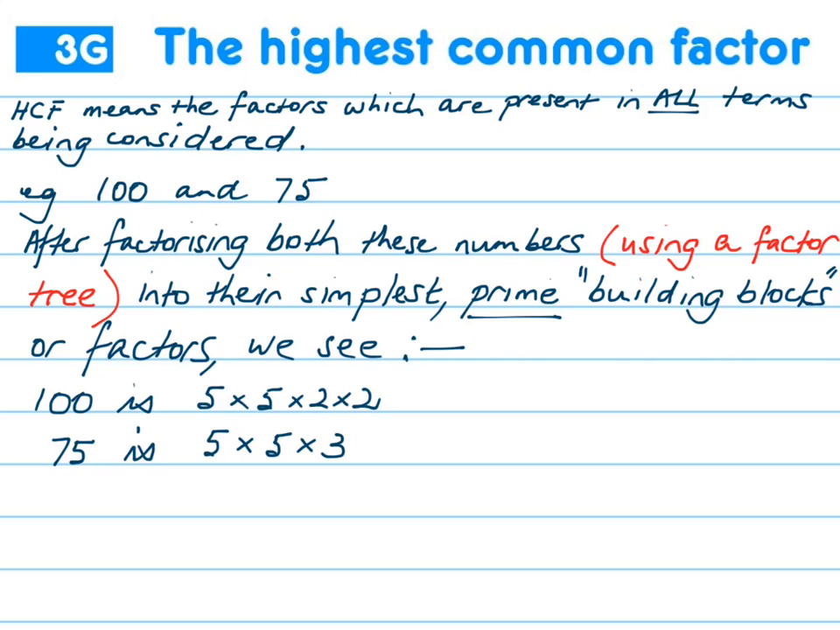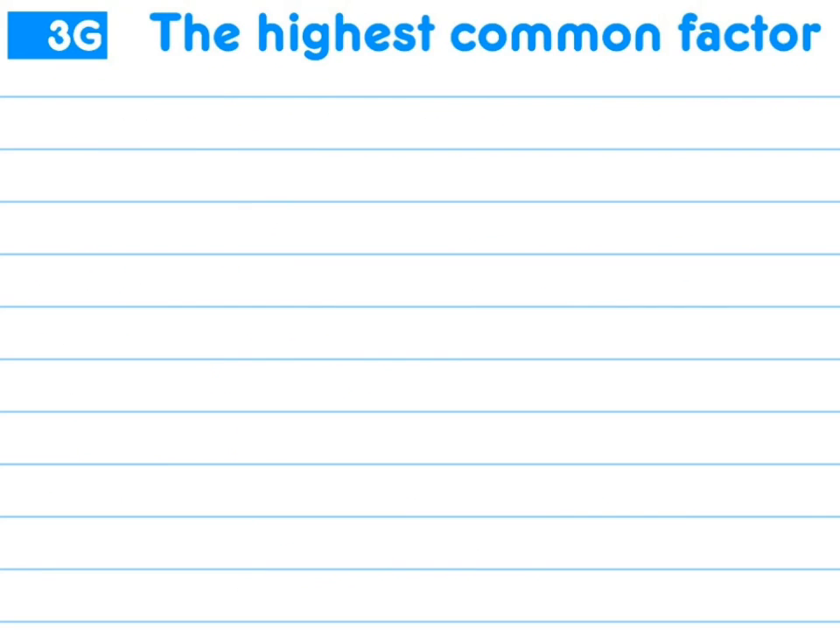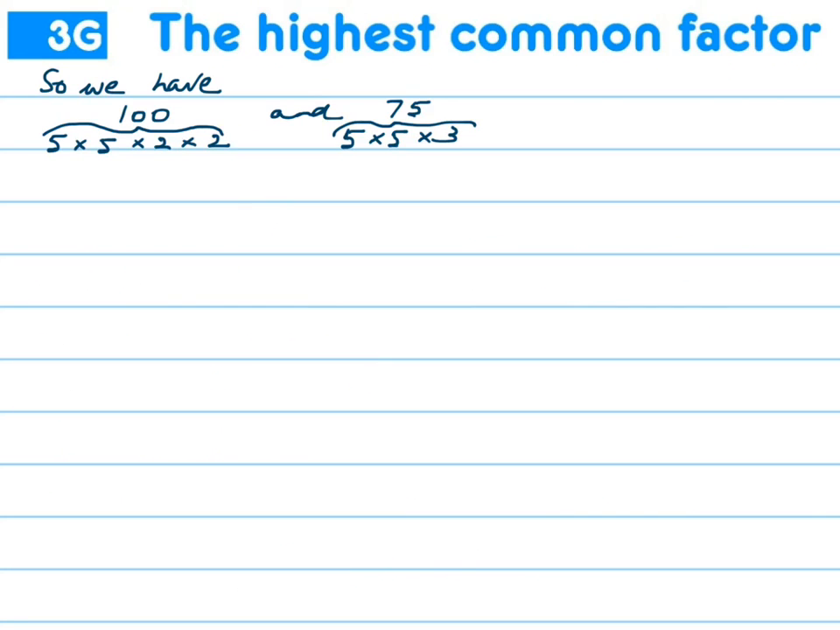So, what is in common to both of those numbers? The HCF is all the numbers, or pronumerals for that matter, which are present in both. So let's have another look. 100 is 5 times 5 times 2 times 2, and 75 is 5 times 5 times 3. There's something in common to both, those 5, so we'll write that down. That's part of the highest common factor. Is there anything else in common to both? Yes, there's another 5. Now we put that one down.